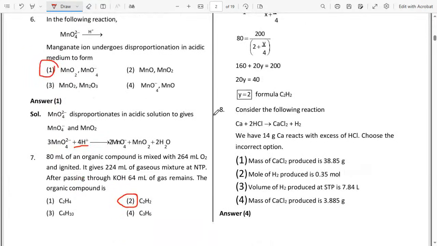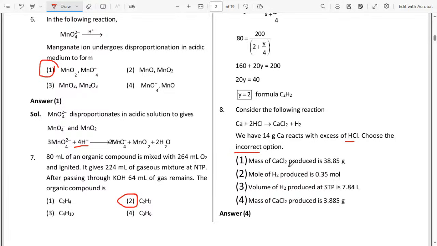Question number 8. Consider the following reaction. Calcium upon reaction with 2 moles of hydrochloric acid gives calcium chloride plus hydrogen. 14 grams of calcium reacts with excess of HCl. Choose the incorrect option. Dear students, please pay attention. Here it asks for the incorrect option.